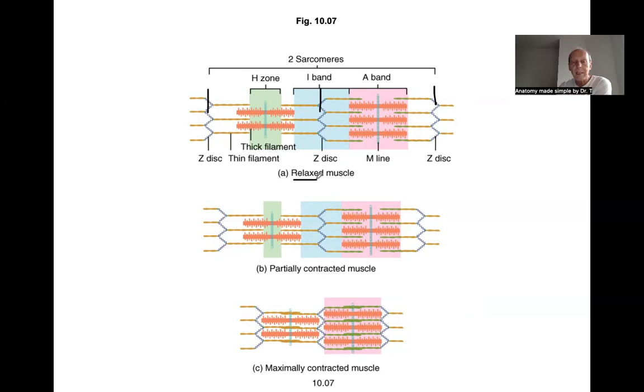As the muscle is partially or maximally contracting on diagrams B and C, you can see it. Obviously, the area that is overlapping thin and thick filaments essentially progresses. We have more overlap on the partially contracted and definitely the maximal overlap. It could be observed just simply by measuring the distance between two Z lines. And that is why we call this the sliding filament theory.